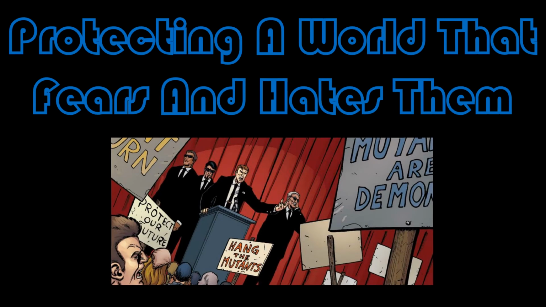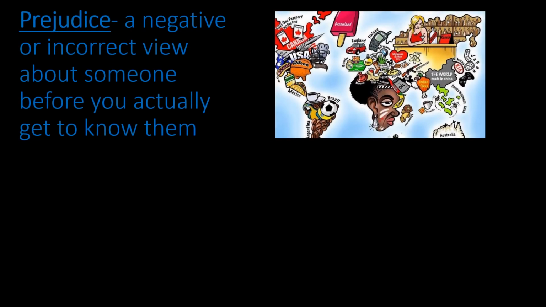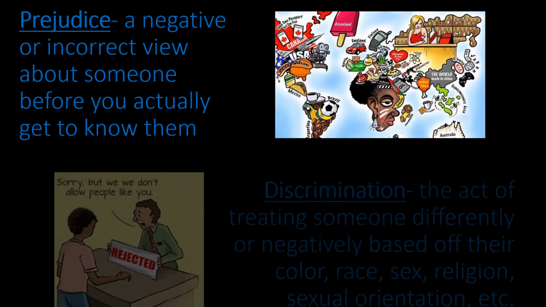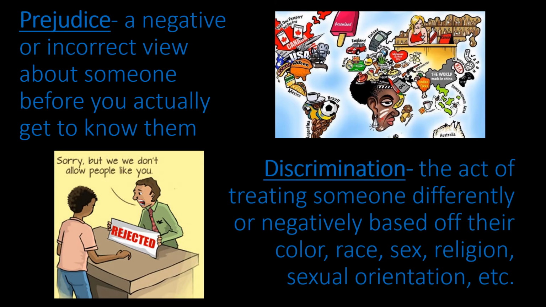Protecting a world that fears and hates them. Despite the X-Men's constant efforts to protect mankind and make the world a safer place, they are still met with prejudice and discrimination by many humans. Prejudice is when you have a negative or incorrect view of someone solely based off their membership of a social group. Discrimination is the act of treating a person or an entire group differently or negatively simply based on their color, race, sex, religion, sexual orientation, etc.